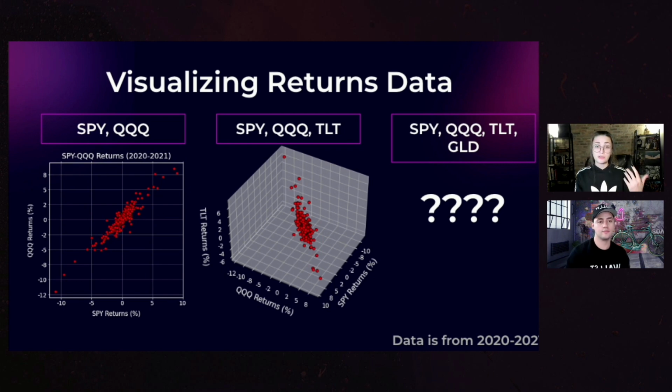And now if we want to throw GLD into the mix, do you know what that plot looks like? I have no idea what it looks like. It's four-dimensional. I don't know what that looks like. I can't visualize that. So when you get into more elements, our ability to visualize the data by looking at the data itself becomes, well, actually impossible in a way that we can interpret. So in order to get around this, we represent this data with correlation.